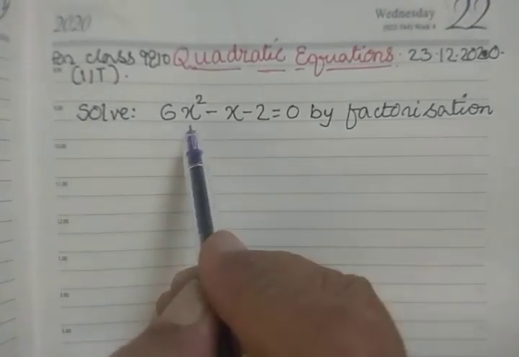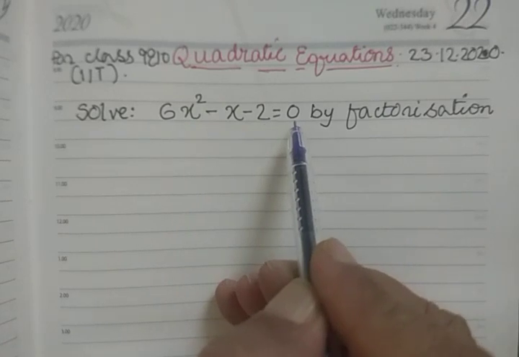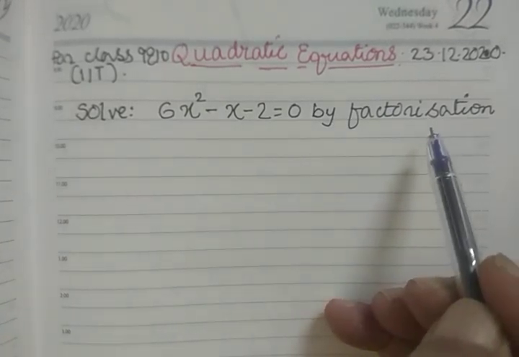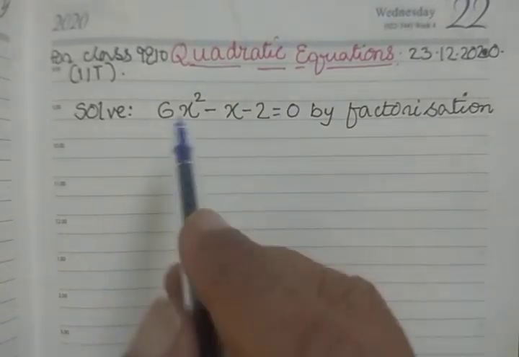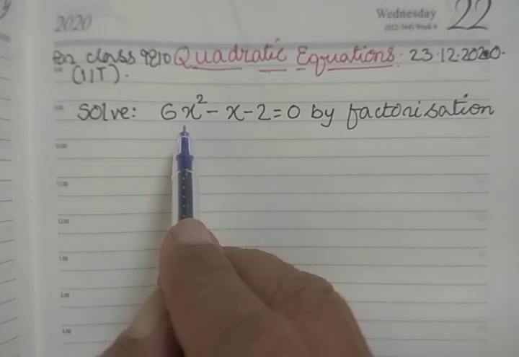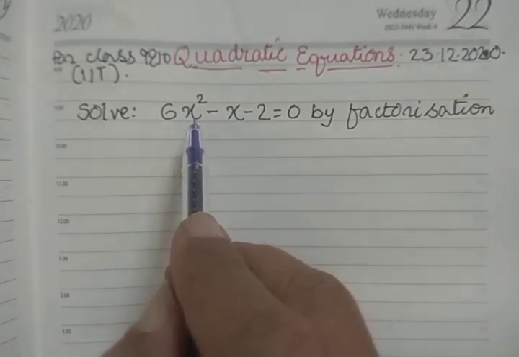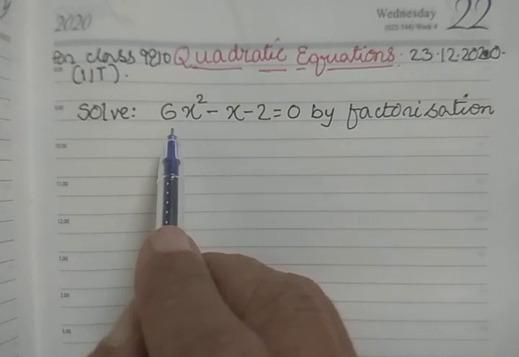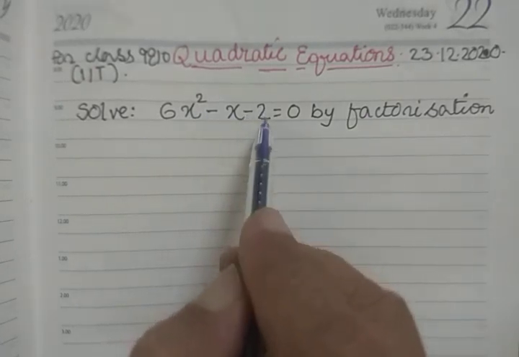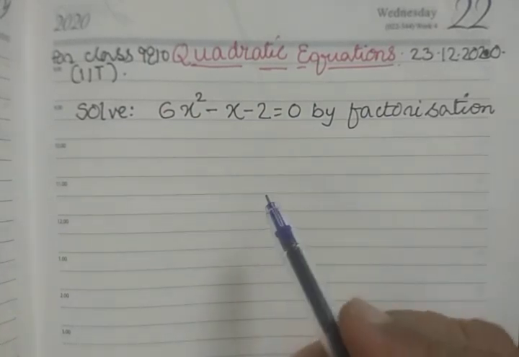Solve 6x square minus x minus 2 is equal to 0 by factorization. Listen, the question is we need to solve. Solve means we need to find the values of x. And what is the equation given? 6x square minus x minus 2 is equal to 0 by factorization method.